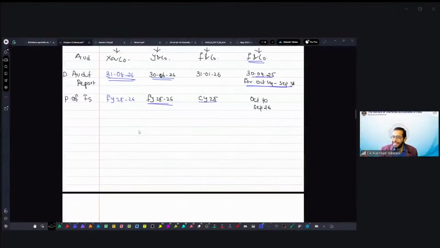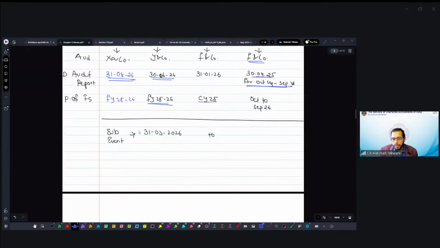So what is the subsequent event period for all these subsidiaries? It is from 31st, 2026 to the date of tentative signing, which is 31/8/26. This is the period I'm talking about as the subsequent event period. All the events that happened in this particular period are required to be considered, whether adjusting or non-adjusting.